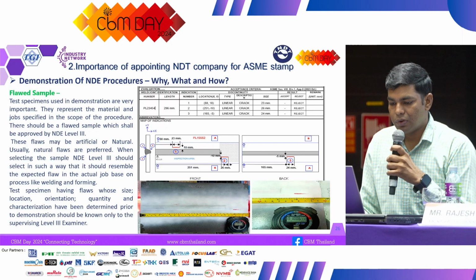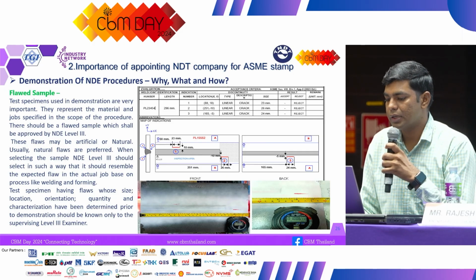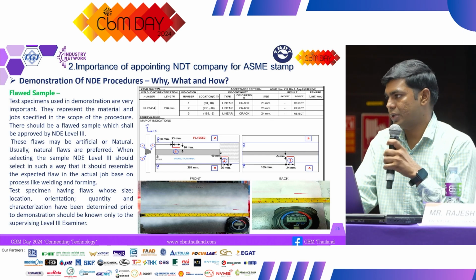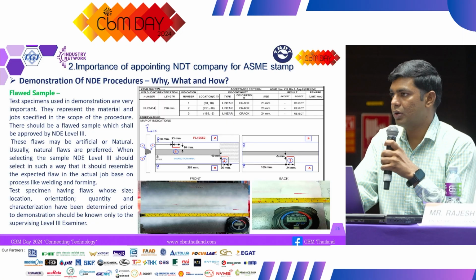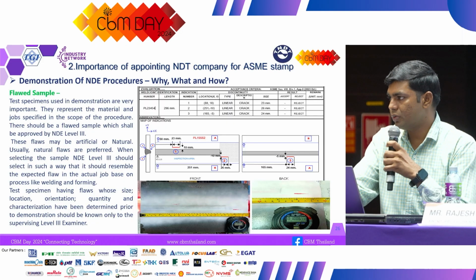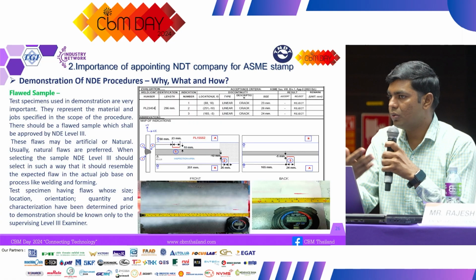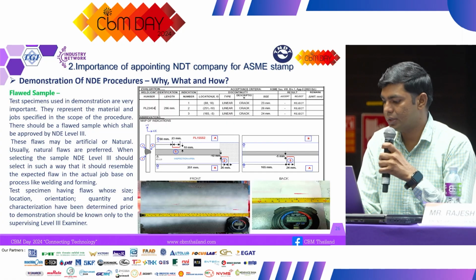Test specimens have flaw size, location, orientation, quantity, and characterization. This data only the Level 3 examination supervisor knows. So the person who will do the demonstration doesn't know these details. Only the Level 3 knows, and the NDT Level 2 inspector can perform it. Then the Level 3 with the AI can review the actual master report to see whether he did it properly or not. If he found the indications properly, that means he is qualified.